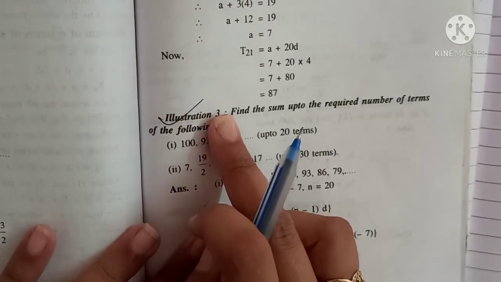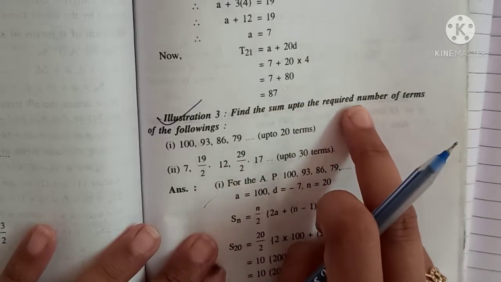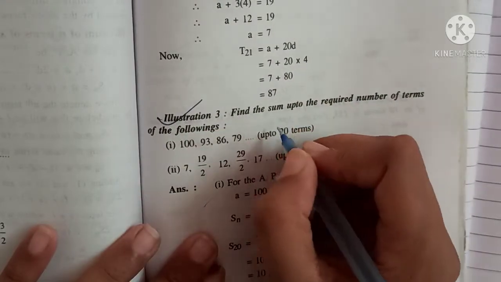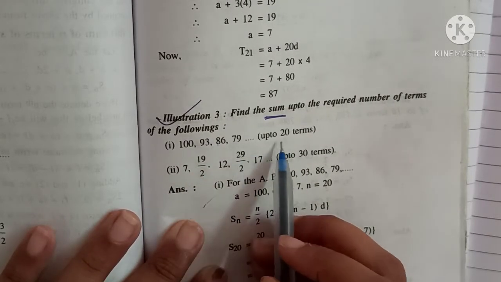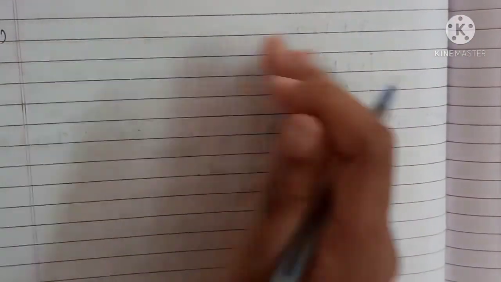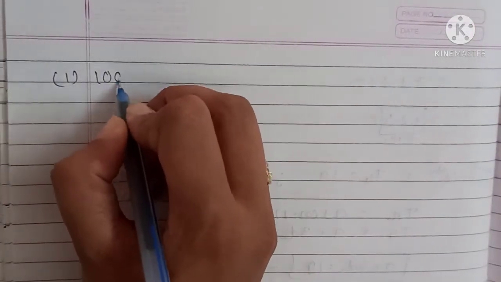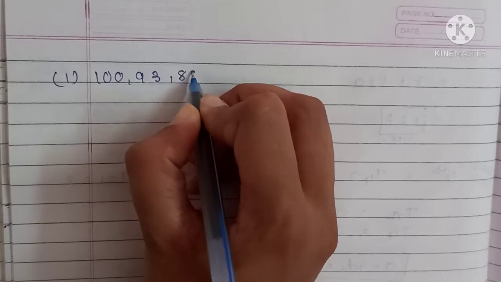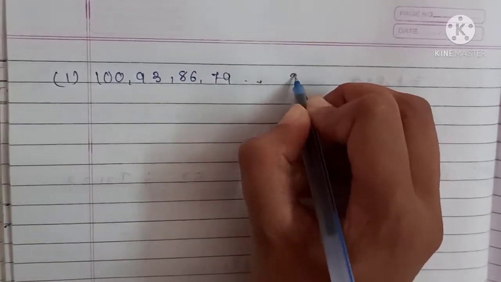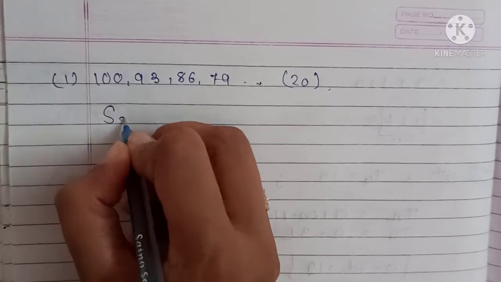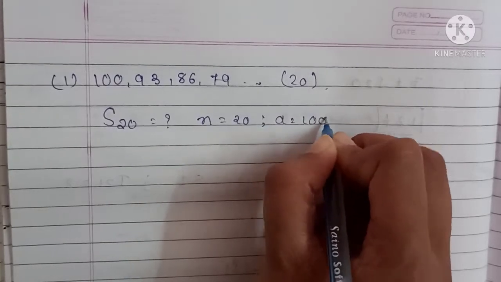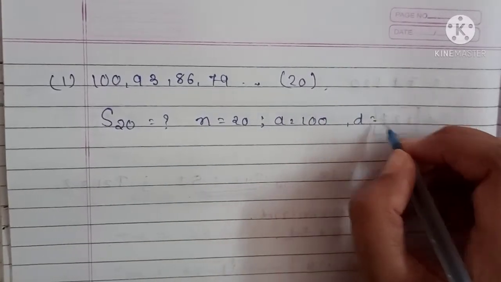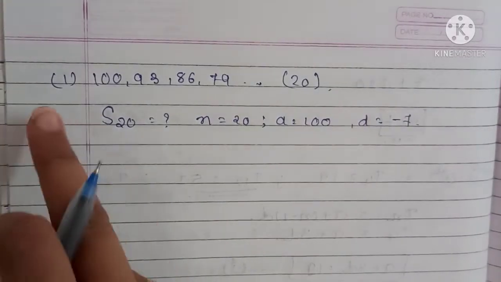Let's start with illustration number 3. Find the sum up to the required number of terms of the following. Here we have to find out the sum. First is 100, 93, 86, 79, up to the 28th term. This is the format given.